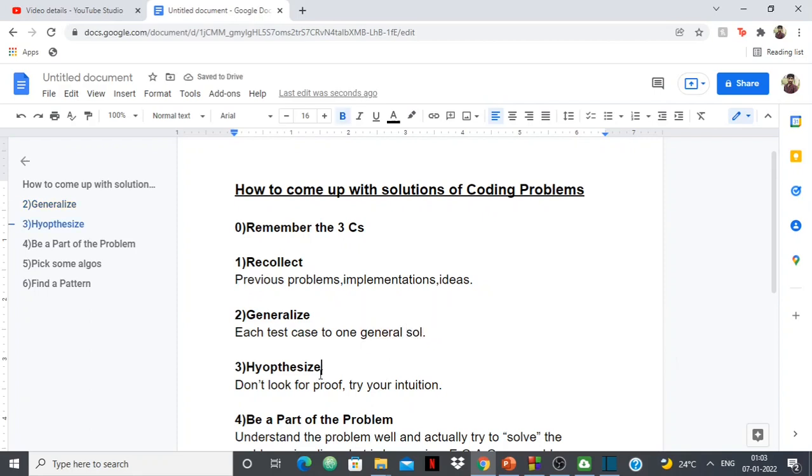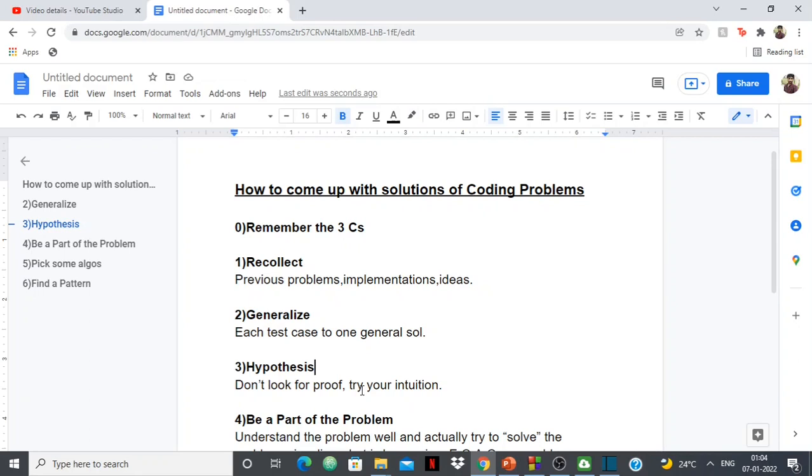Next is hypothesize, or let's say hypothesis. You may know what hypothesis is, and basically what I mean by it is do not look for proof, as in do not look for why it is working the way it's working. Just trust your intuition. There's a lot of times where you may not understand what is happening, but you'll get the answer. That's how it's supposed to be done, even though you may not know what the proof is, funny as it may be, but your intuition will be solving the problem for you. So just make it a hypothesis. Don't look for proof, just try your intuition, try to solve the problem with your intuition.